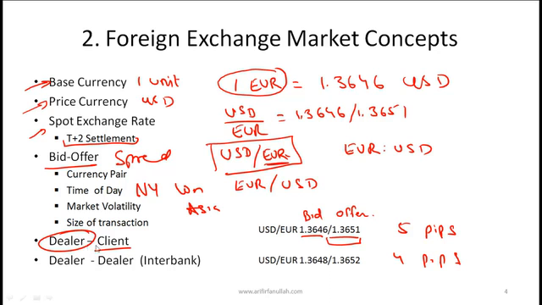The spreads in the dealer-client interaction are generally a little higher than the spread in a dealer-dealer interaction. So a lot of FX activity happens between FX dealers. This is called the interbank market. The spread in the interbank market is relatively low compared to the spread in the dealer-client market. So this is the core terminology that you need to know, and these are concepts that we are going to apply in subsequent slides.